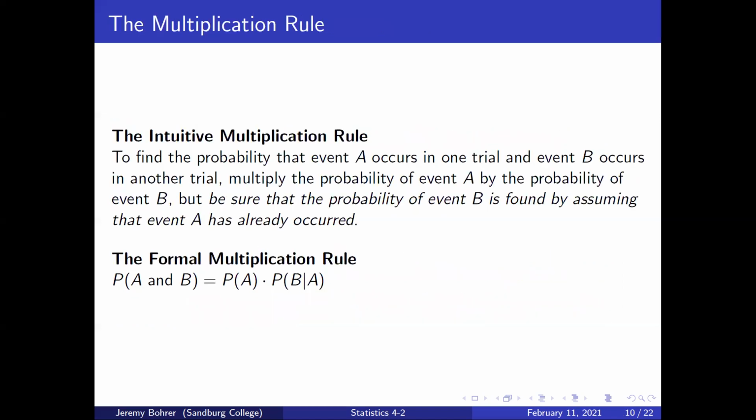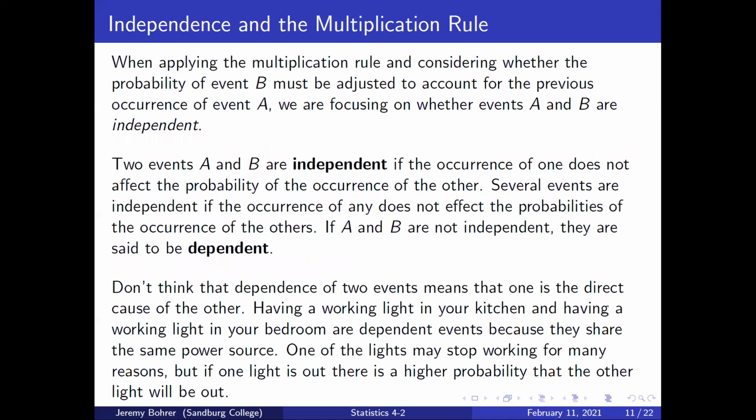The intuitive multiplication rule says to find the probability that event A occurs in one trial and event B occurs in another trial, multiply the probability of event A by the probability of event B, but be sure that the probability of event B is found by assuming that event A has already occurred. The formal multiplication rule is the probability of A and B is equal to the probability of A times the probability of B given A.